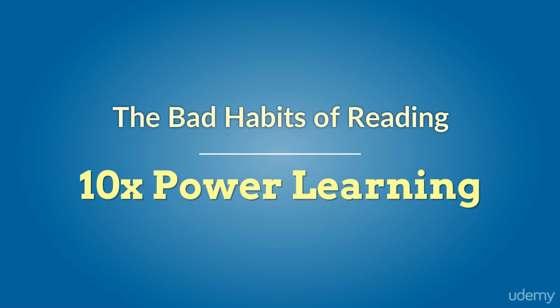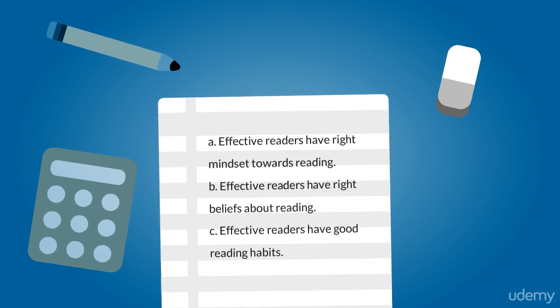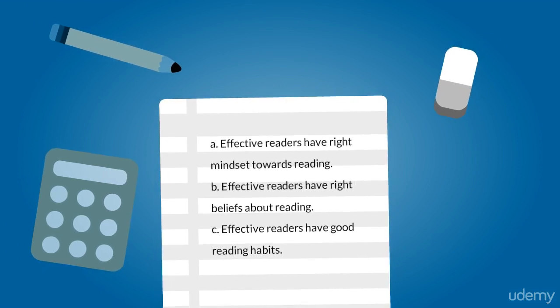How to identify and overcome the bad habits of reading. In the previous lesson, we mentioned that there are three major differences between an effective reader and an ineffective one. They are: effective readers have the right mindset towards reading, effective readers have good reading habits, and finally, effective readers have right beliefs about reading.